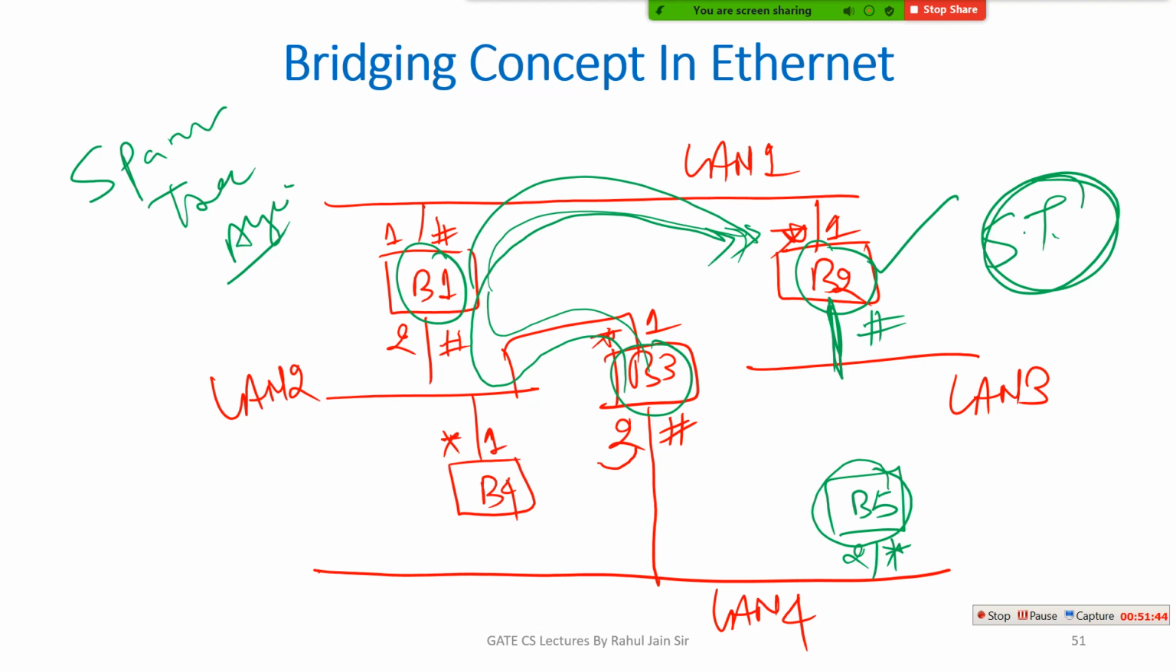So they can ask that this is the concept, right? I think it is clear to everybody what the concepts are under the bridging concepts of Ethernet. I hope it is clear to everybody now. Clear, guys? Totally clear. Very good.